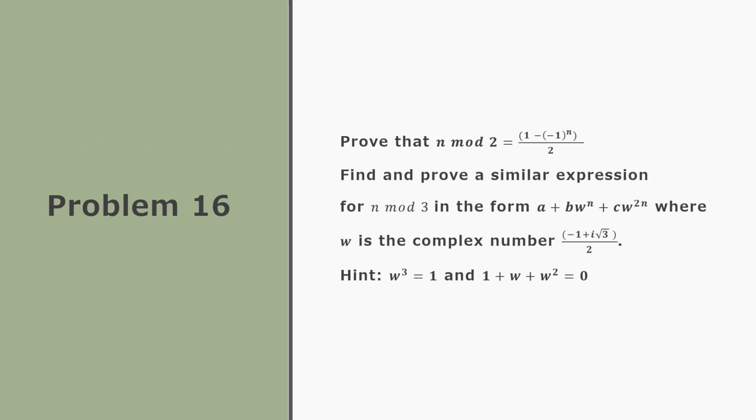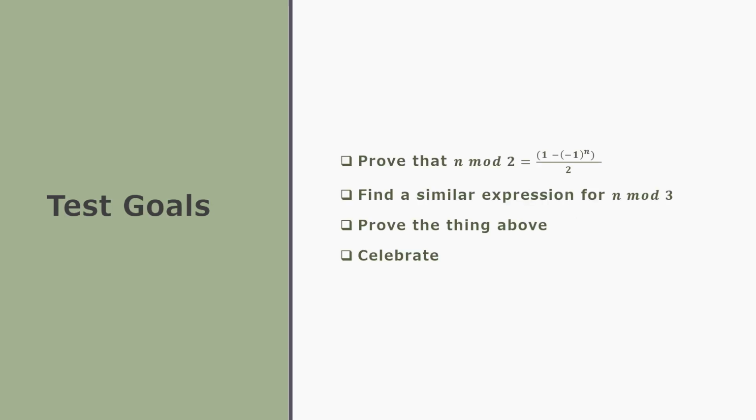Let's go. Problem 16. We're going to prove that n mod 2 equals (1 minus (-1)^n) over 2. We're going to find and prove a similar expression for n mod 3 in the form of a plus b times w^n plus c times w^(2n), where w is the complex number (-1 plus i times the square root of 3) all over 2. And we're given the hints that w^3 equals 1 and 1 plus w plus w^2 equals 0.